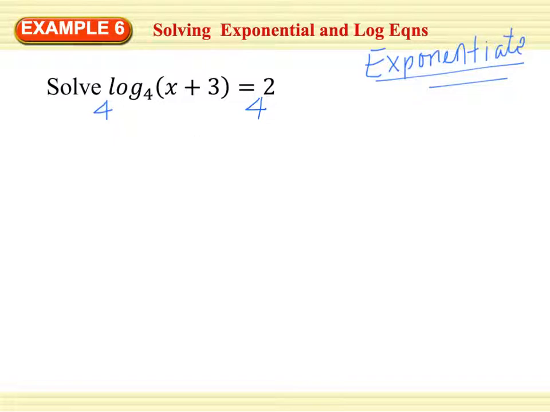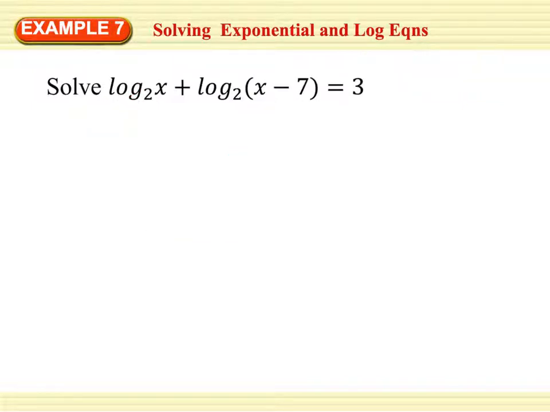So what's going to happen is my 4 and my log base 4 are going to cancel, leaving me with x plus 3. And then on the right hand side I have 4 to the second power, or 4 squared, which is 16. So now I'm left with the algebraic equation where I have x plus 3 equals 16. When I subtract 3 from both sides, I am then left with x equals 13.